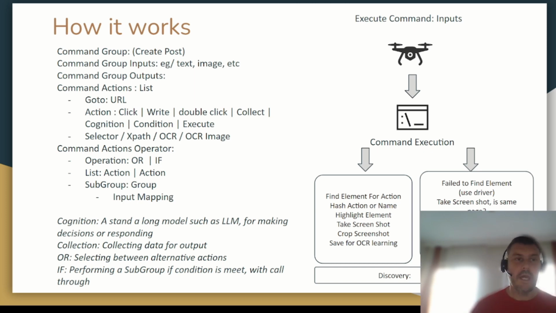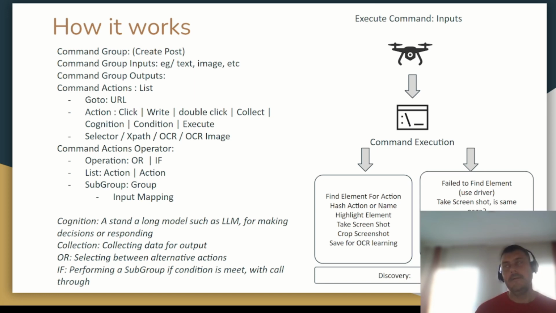Within a command group, we have a list of actions. So the action may be go to, maybe click, write, double click, collect, cognition, condition, and execute. So execute being functional execution. And then how to get to the element. So command action might have a selector, XPath, optical character recognition, or image recognition elements to it. And then we have conditions. So we have something like an OR condition.